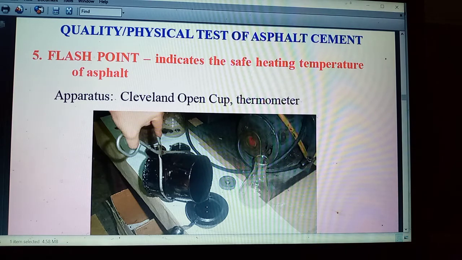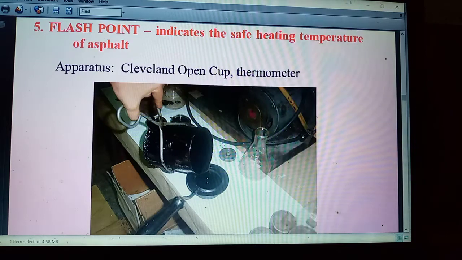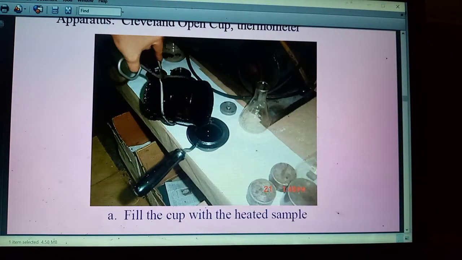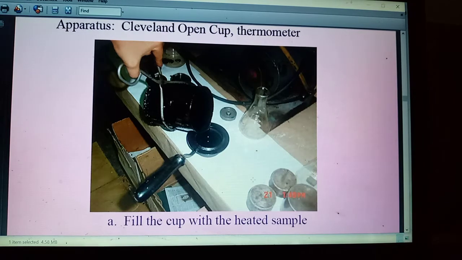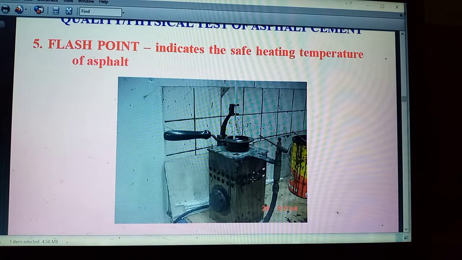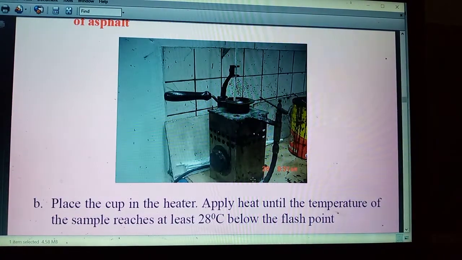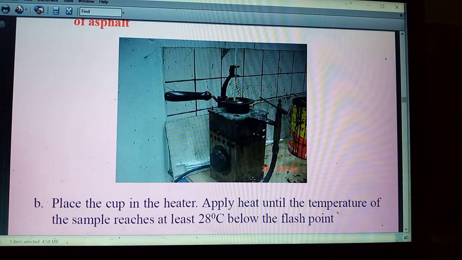Then again, we have flashpoint. Okay? So, ito yung mga pamamaraan ng, okay? This is another test. So, flashpoint, yun yung aparatos natin is Cleveland open cup and thermometer. Okay? So, yung unang step natin is fill the cup. Yung Cleveland cup, ito yun, no? Ito yung Cleveland cup. Fill the cup with heated sample. Then, second is place the cup in the heater. Apply heat until the temperature of the sample reaches 28 degrees Celsius below the flash point. Okay?